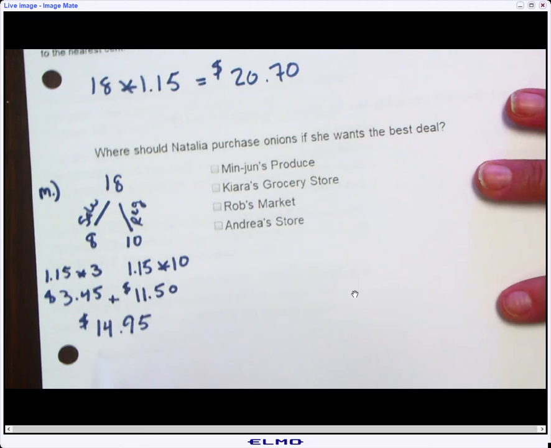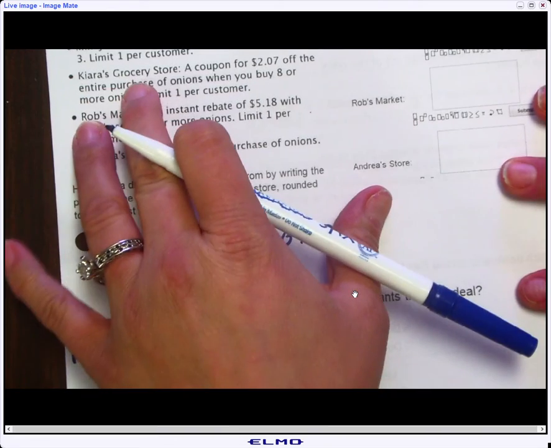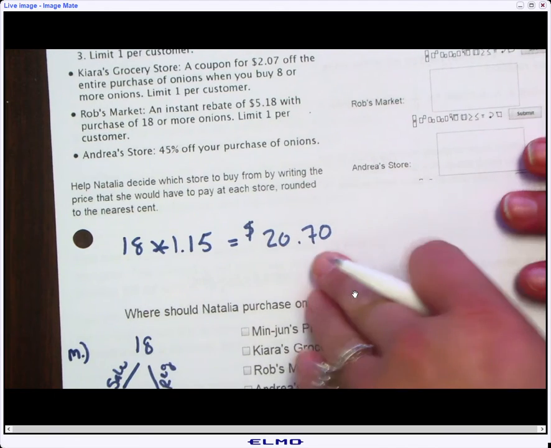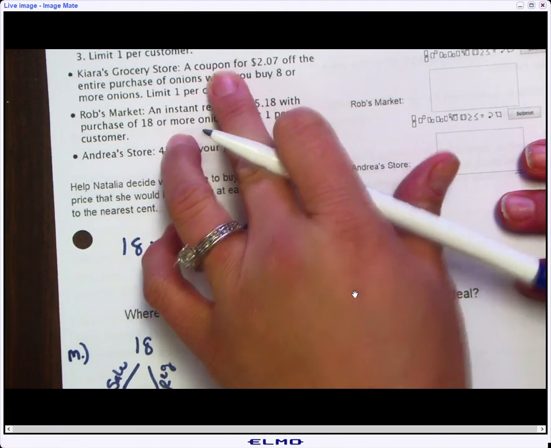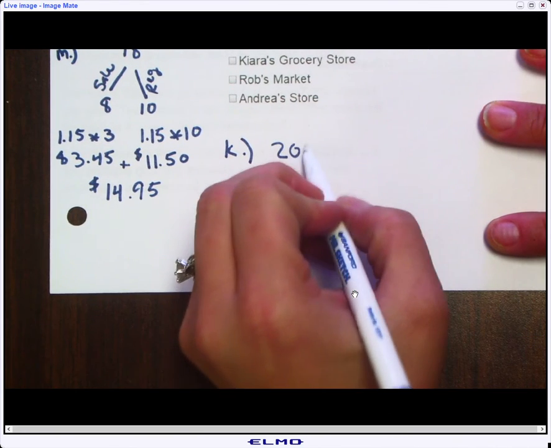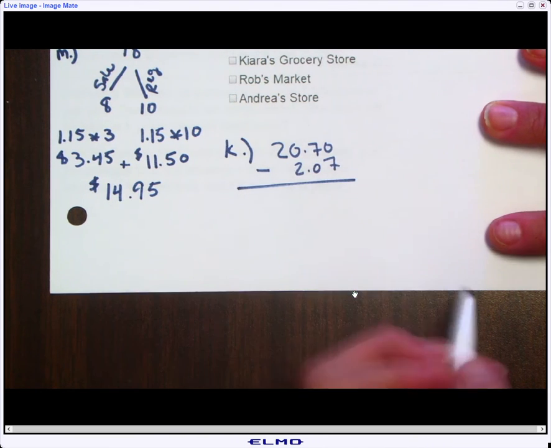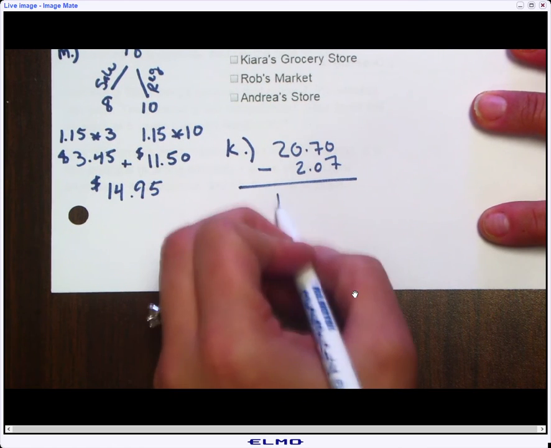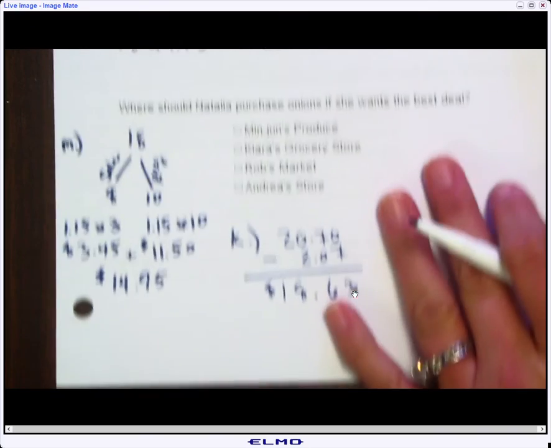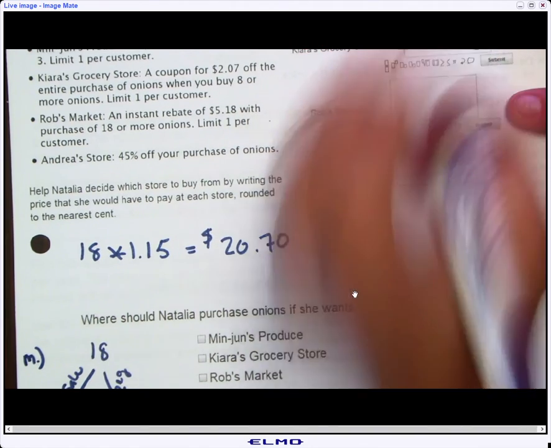I'm going to label down here somewhere in my space again, a K for Kiara's grocery. And I'm going to say, oh, a coupon makes your money go down. So it was 2070, but I'm going to save the $2.07. So I'm just going to subtract the numbers using that coupon. 2070, I'm going to subtract off my coupon, $2.07. When I do that, that's $18.63. So that's how much I would spend at that grocery store. I'm going to just put it up right here in the box, $18.63.